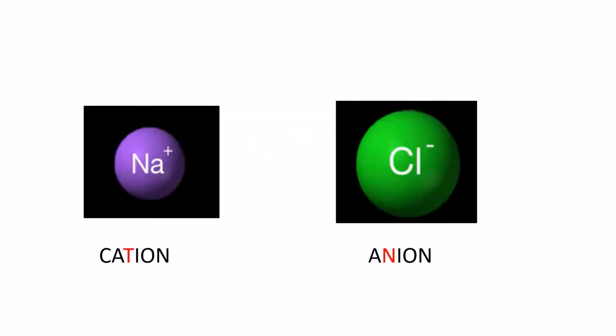Now let's go back to our topic, ion-dipole interaction. We have now differentiated what is ion and what is dipole. Again, let's have a review. Sodium has now a positive ion, and chlorine has a negative ion.